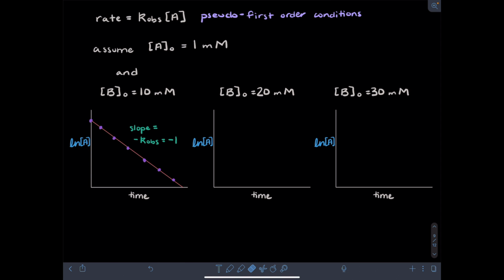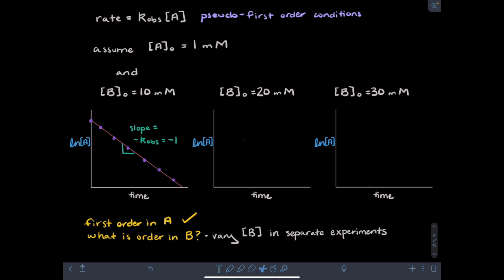Let's say that the slope of this graph is -1. That means that negative of the observed rate constant is equal to -1, or your observed rate constant is equal to +1. Because you had a graph of natural log of A with respect to time, and it was linear, we can conclude at this time that the reaction is first order in A.